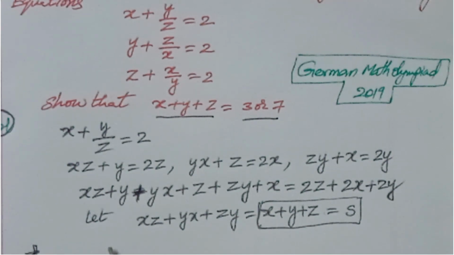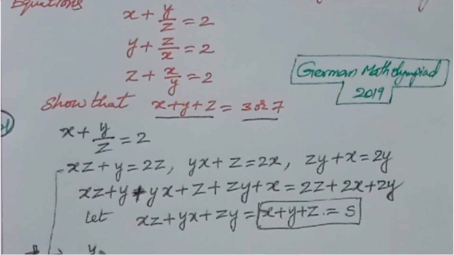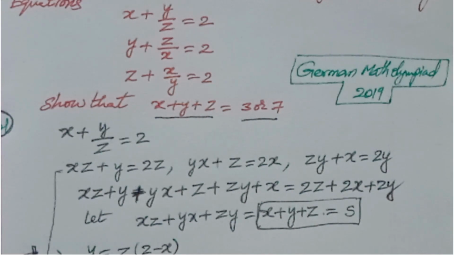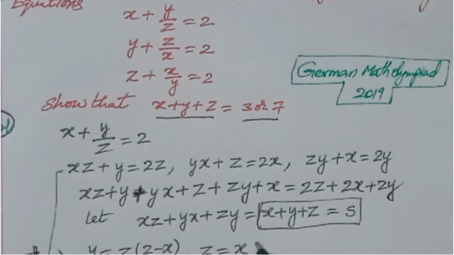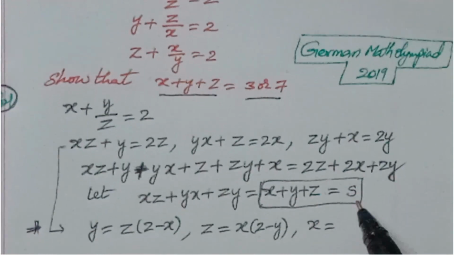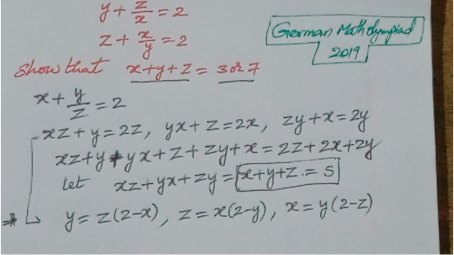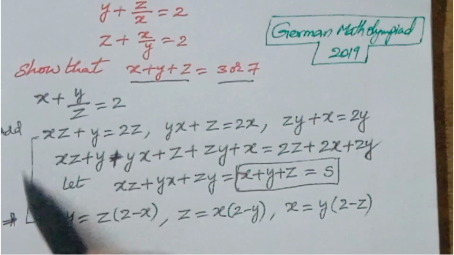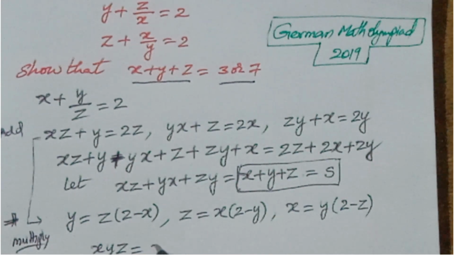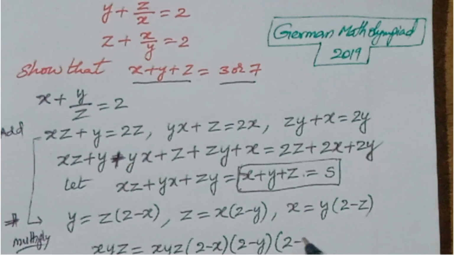So from this you can write y is equal to z into 2 minus x. The second one you can write z is equal to x into 2 minus y. And from the third one you can write x is equal to y into 2 minus z. So now, here we were adding, here I am multiplying all the three. So xyz is equal to xyz into 2 minus x into 2 minus y into 2 minus z.